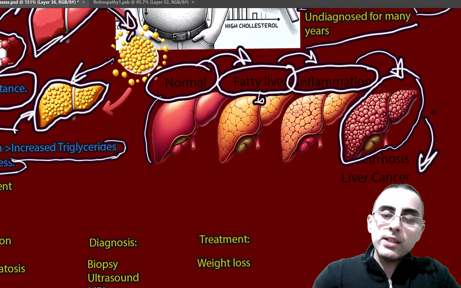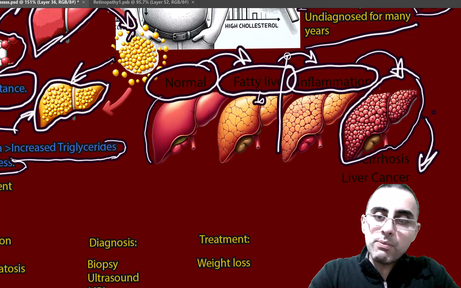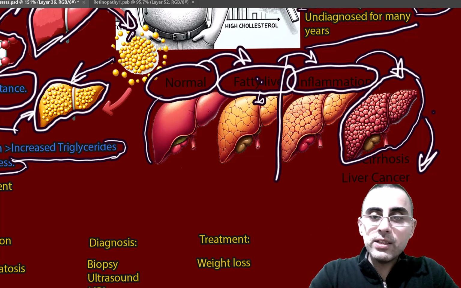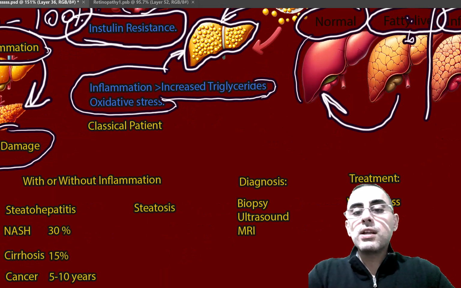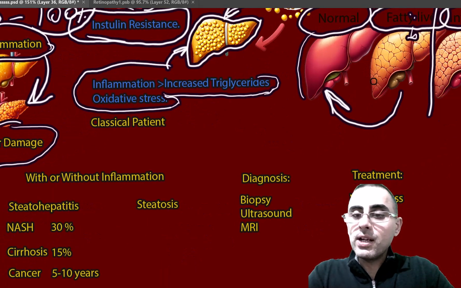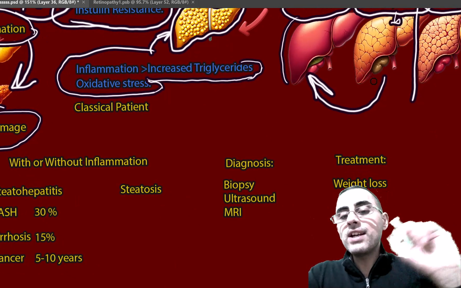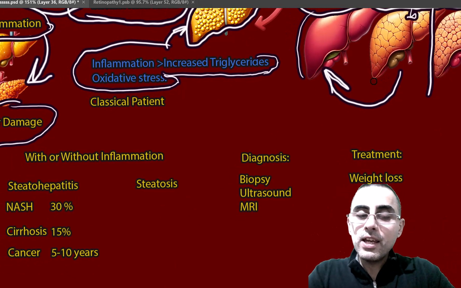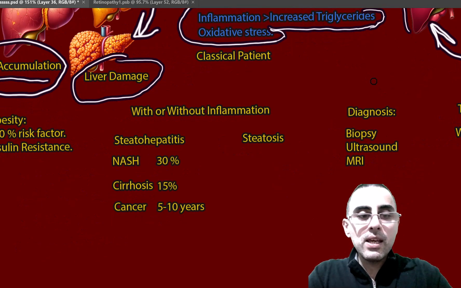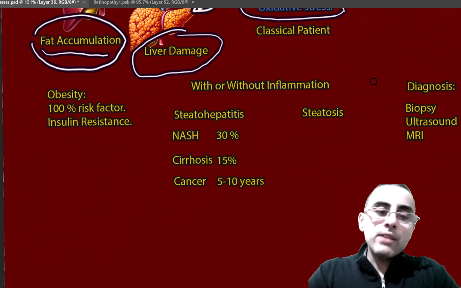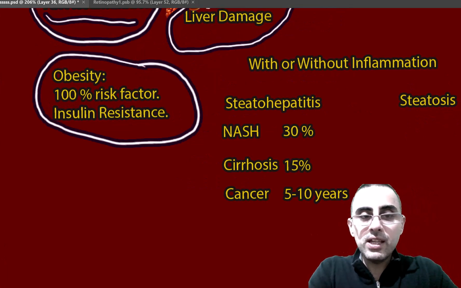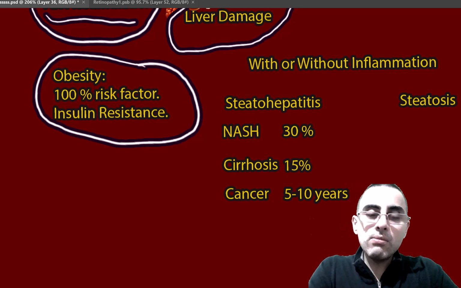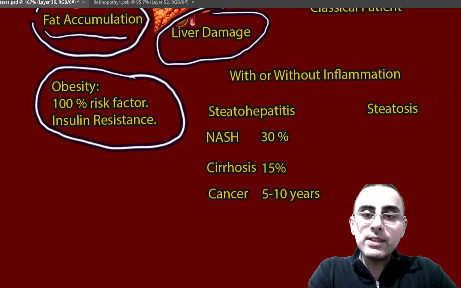That's why it's most important to stop the process here. When a person has fatty liver disease, we can always get a healthy liver from it, because the liver is a very resilient organ, and we can reverse the process in many cases, and just weight loss is enough. And as we said, the most important risk factors are obesity and insulin resistance. If a person is obese, there is almost 100% probability he has fatty liver disease.